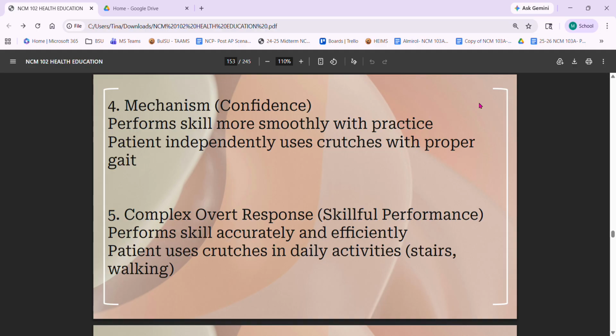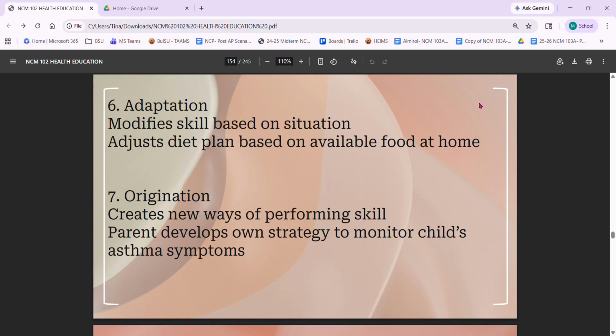Okay, so let's say earlier, you identified that the patient independently uses crutches with proper gait. So, patient uses crutches in daily activities such as stairs and walking. Okay, number 6 is adaptation. So, modify skill based on situation. So, adjust diet plan based on the food available at home.